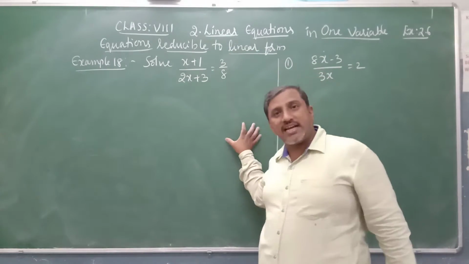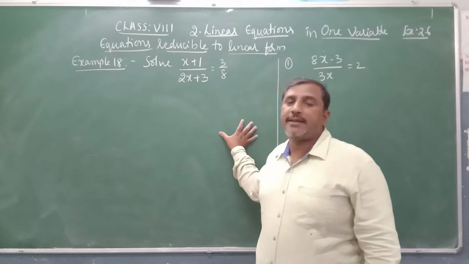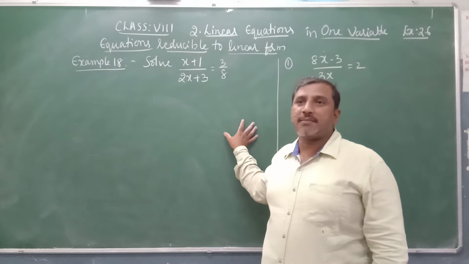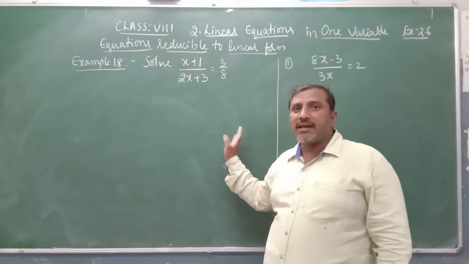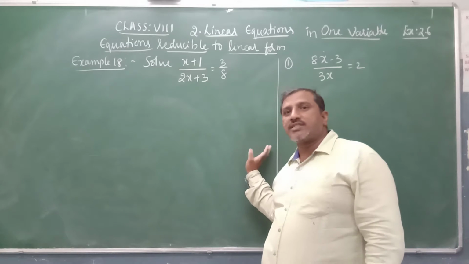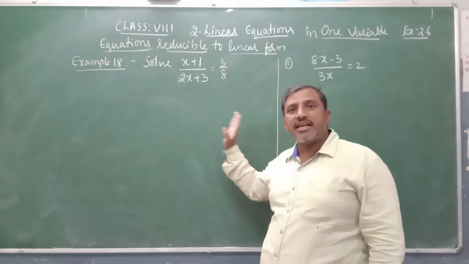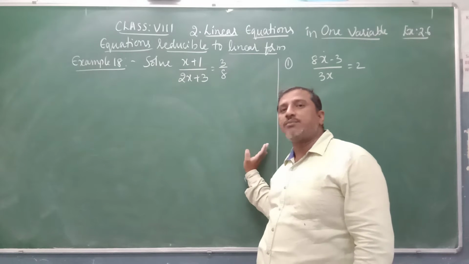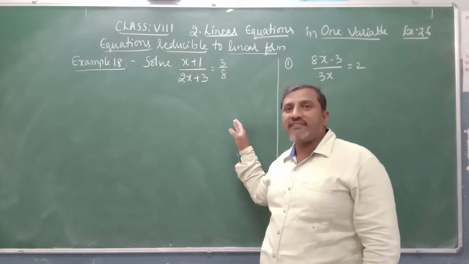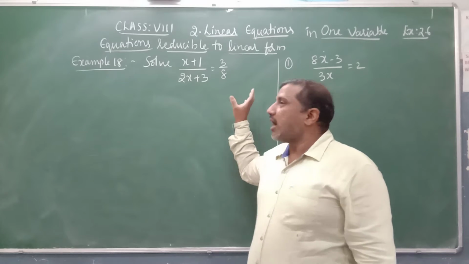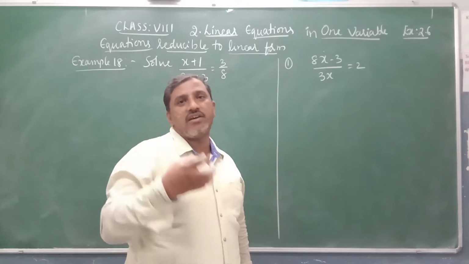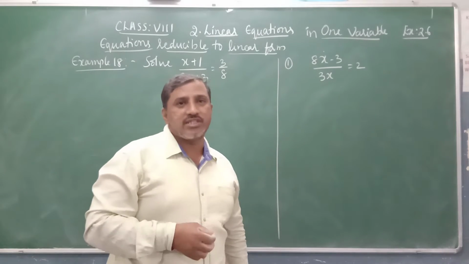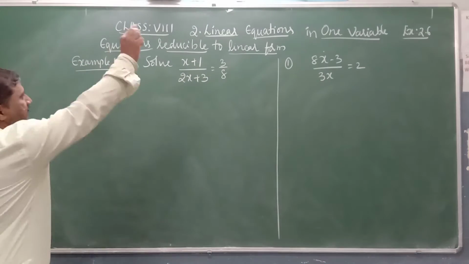Here we use the concept of cross multiplication. How is cross multiplication done? By multiplying the numerator and its opposite denominator, and vice versa. We will do that, and then we will get a linear equation. That linear equation we will solve by the transposition method, or transposing method.